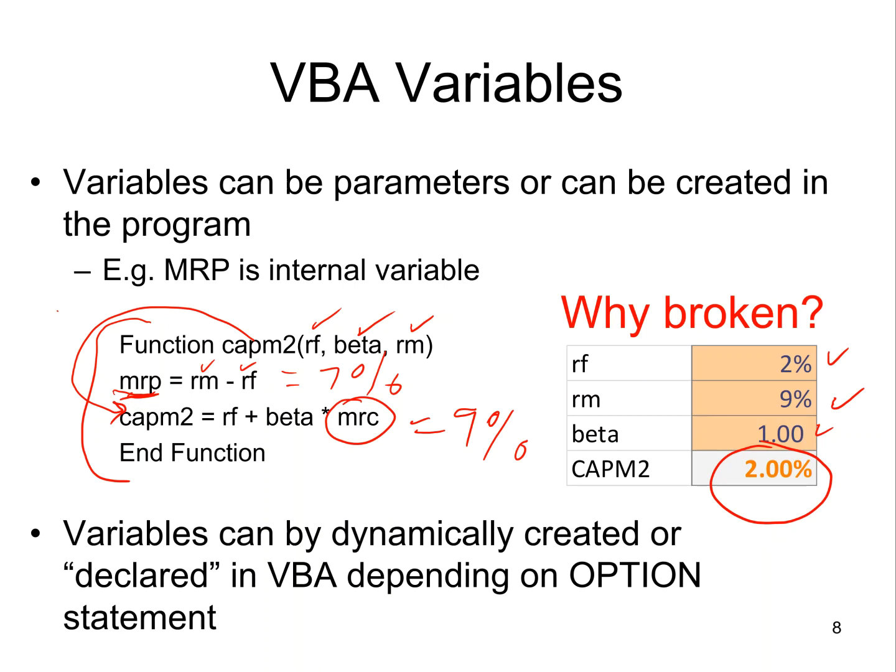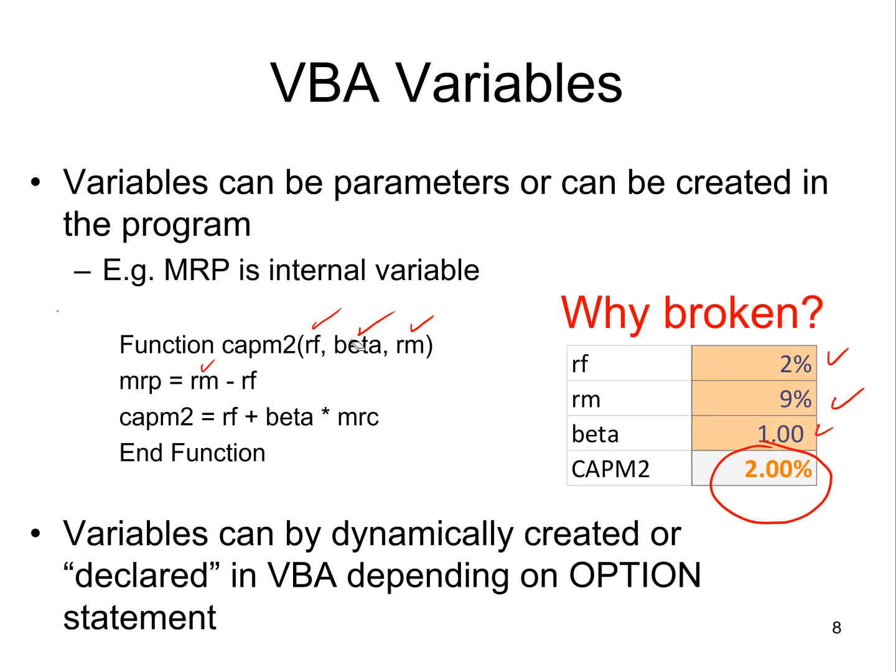VBA allows you to dynamically create new variables in the program. So if I wanted to create a variable called MRC, I can do that any time I want. And any new variable takes on the value of 0. So in this program, I dynamically create a variable called MRP and put in the difference of these two parameters, which in this case is 9 minus 2. However, when I created this second program line, I said RF plus beta times MRC. MRC takes on 0. Beta times 0 is 0, so the function returns 2%.